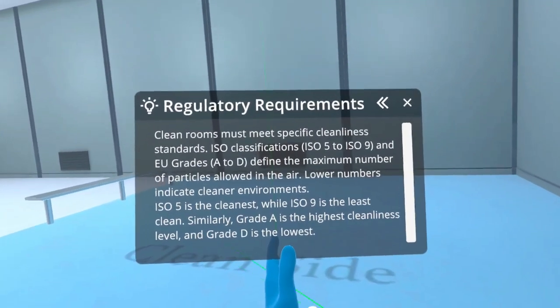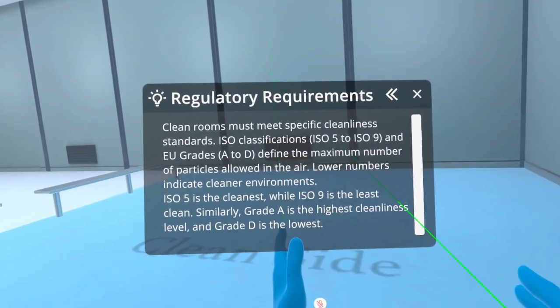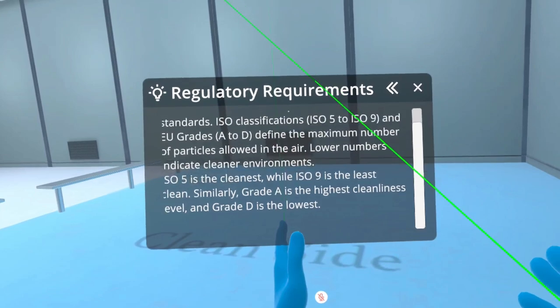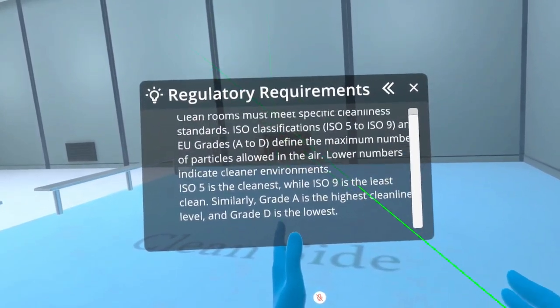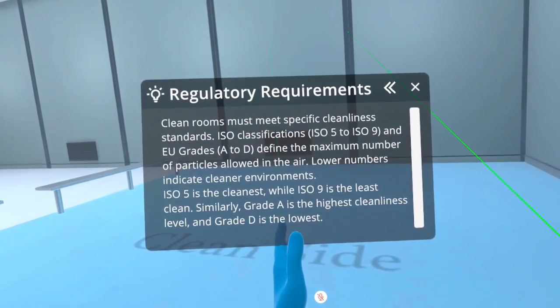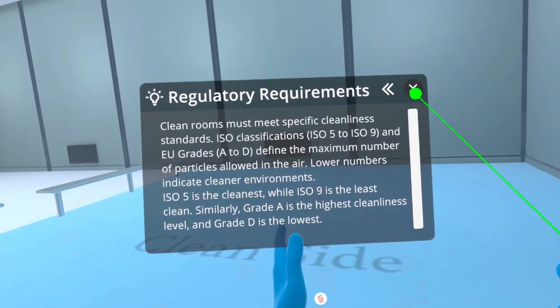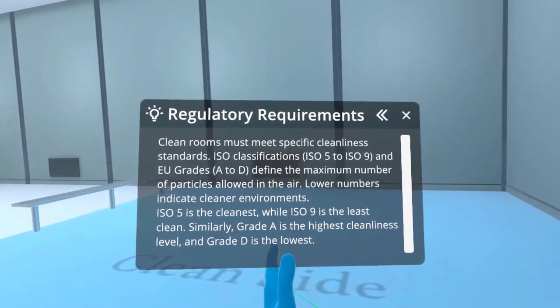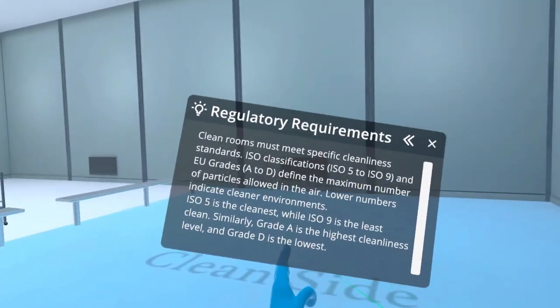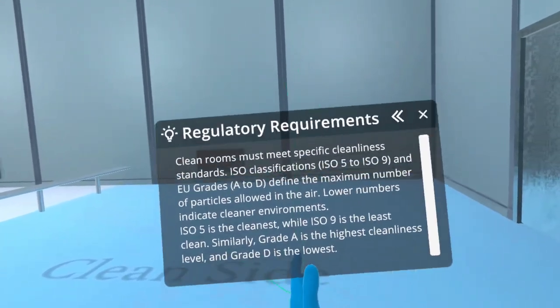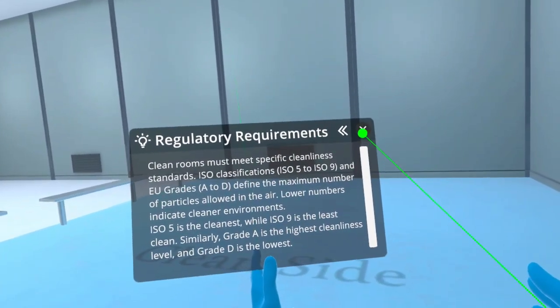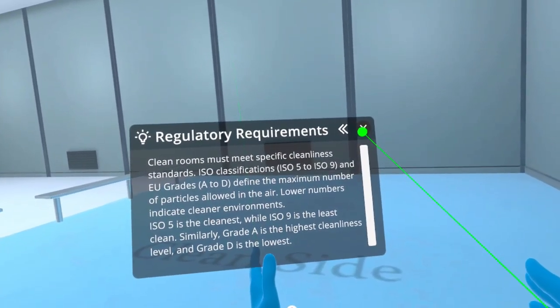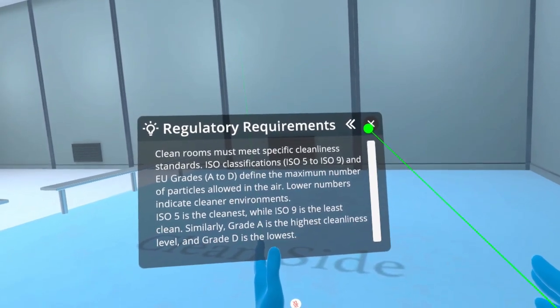Clean rooms must meet specific cleanliness standards. ISO classifications, ISO 5 to ISO 9, and EU grades, A to D, define the maximum number of particles allowed in the air. Lower numbers indicate cleaner environments. ISO 5 is the cleanest, while ISO 9 is the least clean. Similarly, Grade A is the highest cleanliness level, and Grade D is the lowest.